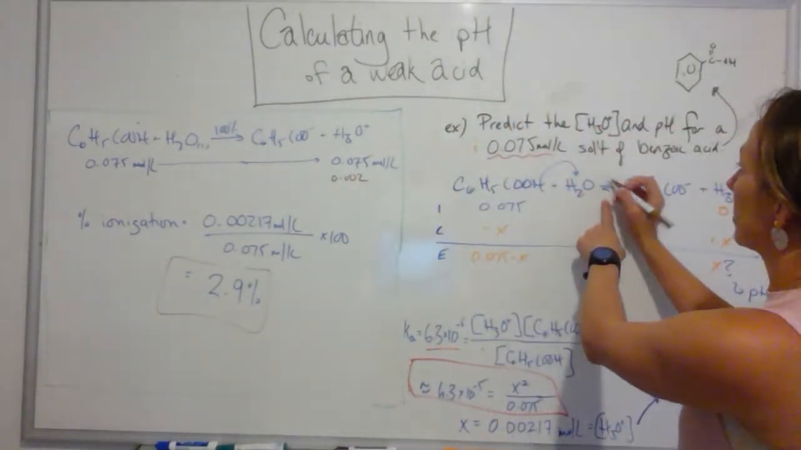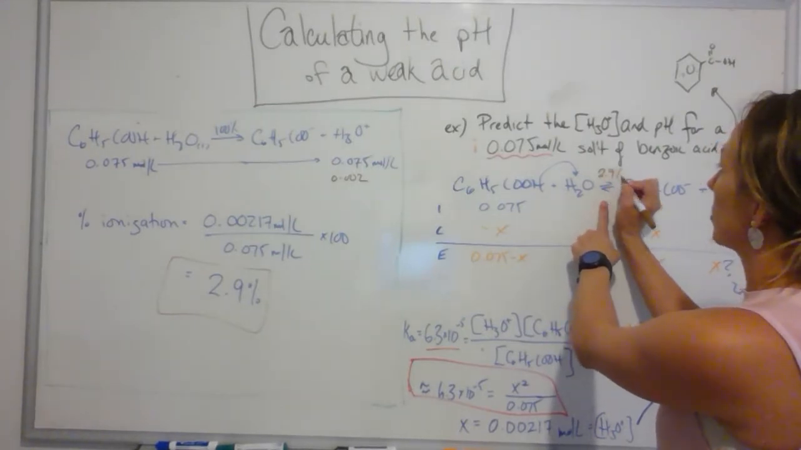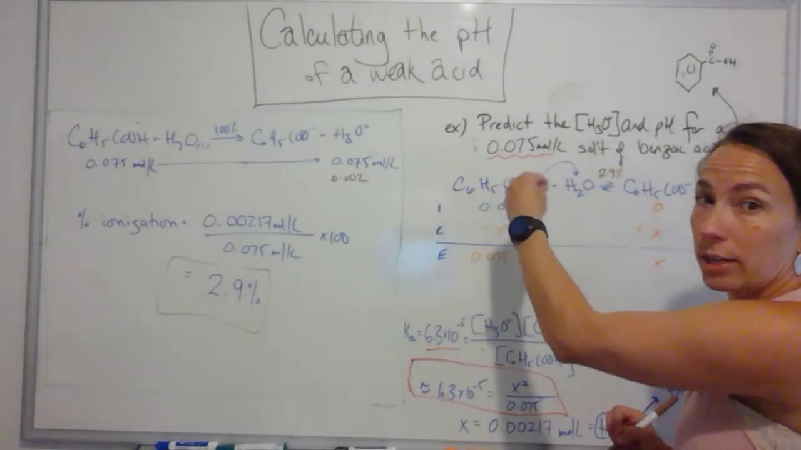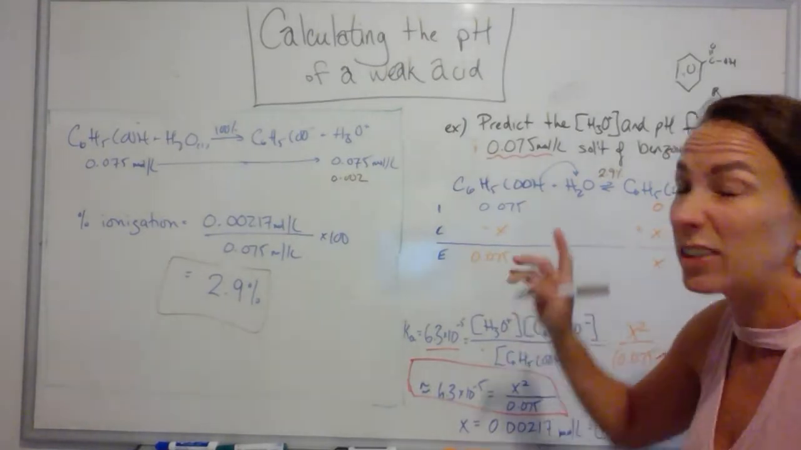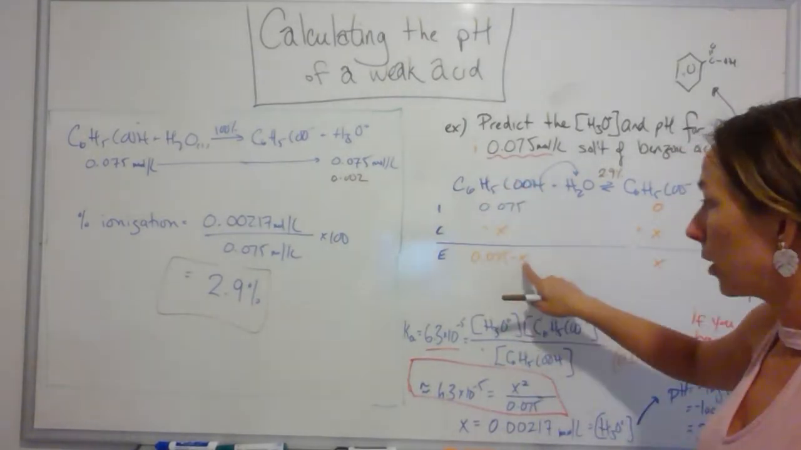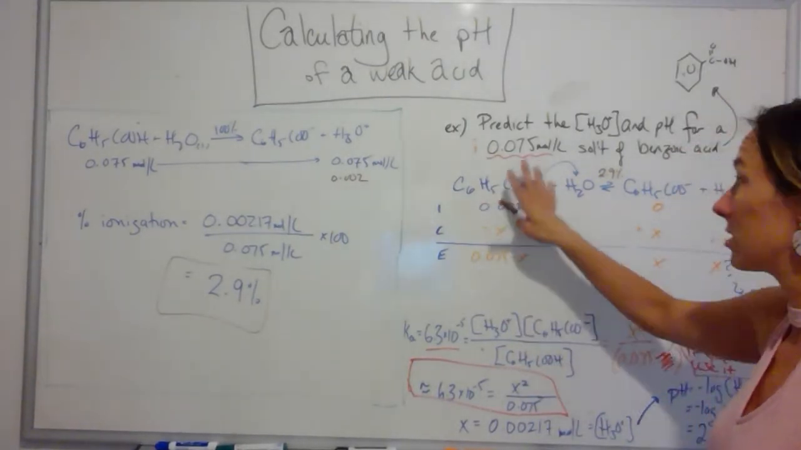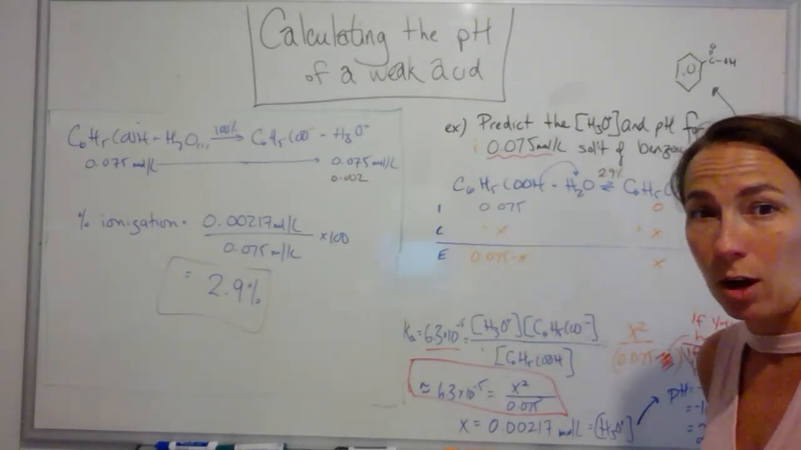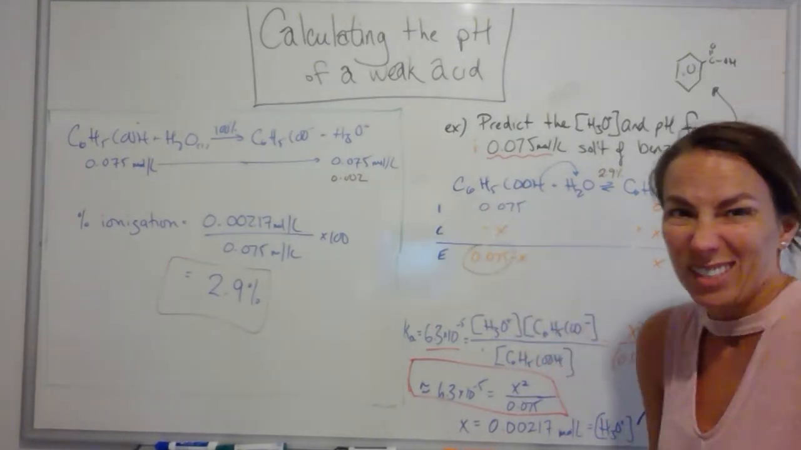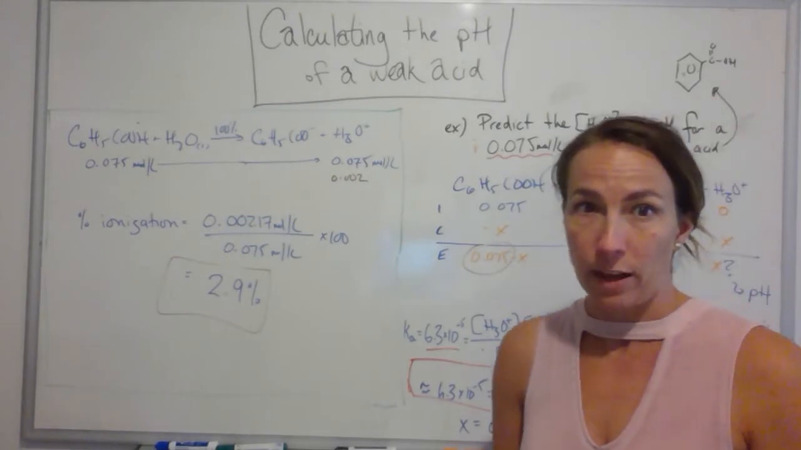So that means that over top of this arrow, I could write 2.9%, meaning only 2.9% of this is converted into this, and the rest of it stays like this. That's why we could assume that that X was 0, because most of it stayed as that molecular compound anyway. So it was basically still a concentration of 0.075.